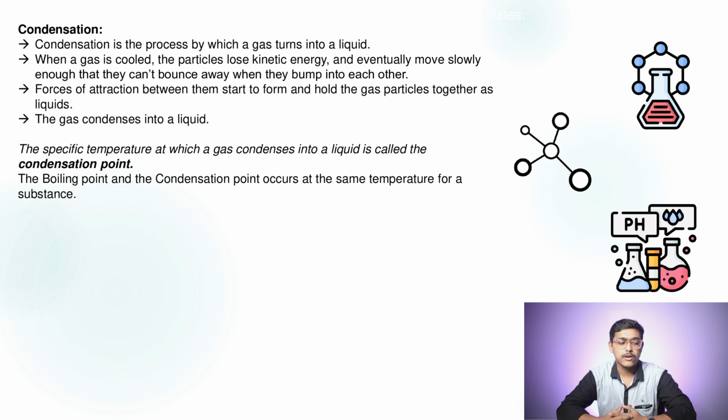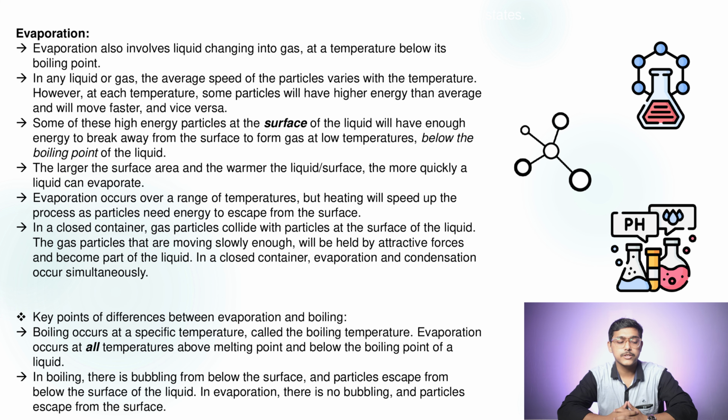The boiling point and the condensation point of a substance occur at the same temperature. Evaporation also involves changing of a liquid into a gas, but at a temperature below the boiling point of the substance. In any liquid or gas, the average speed of the particles varies with temperature. However, at each temperature, some particles will have higher energy than average and will move faster, and vice versa. Some of these high-energy particles at the surface of the liquid will have enough energy to break away from the surface to form gas at low temperatures below the boiling point of the liquid.